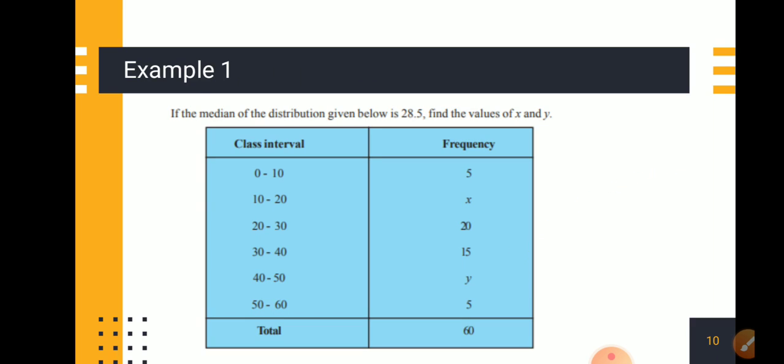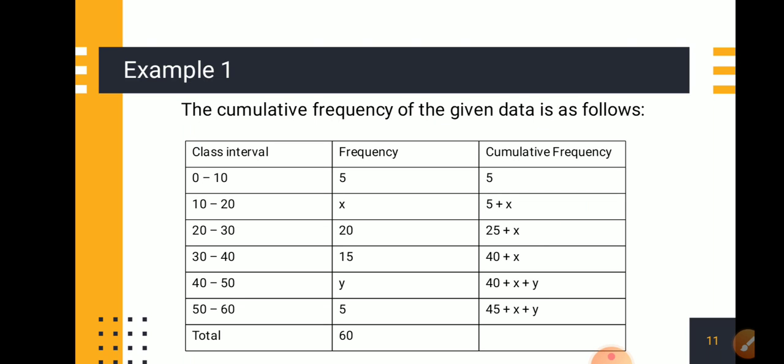Let's take another example. If the median of the distribution given below is 28.5, find the values of x and y. In this question, the median is given, 28.5. So if the median is 28.5, it will fall in the class interval bracket 20 to 30. Now frequency is given over here. We need to take out the cumulative frequency. So this is how we take out the cumulative frequency.